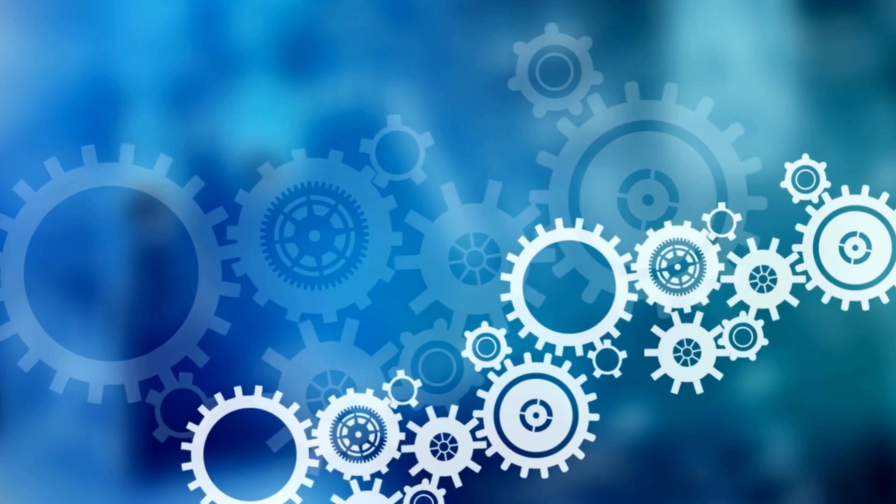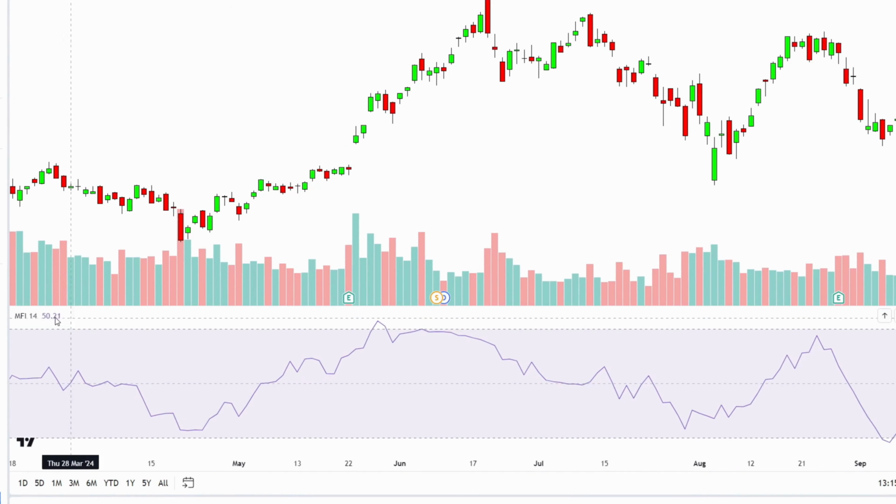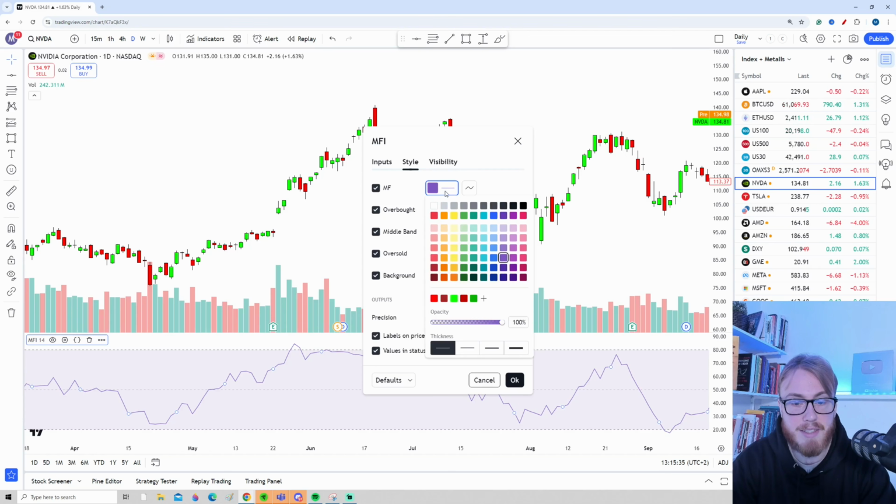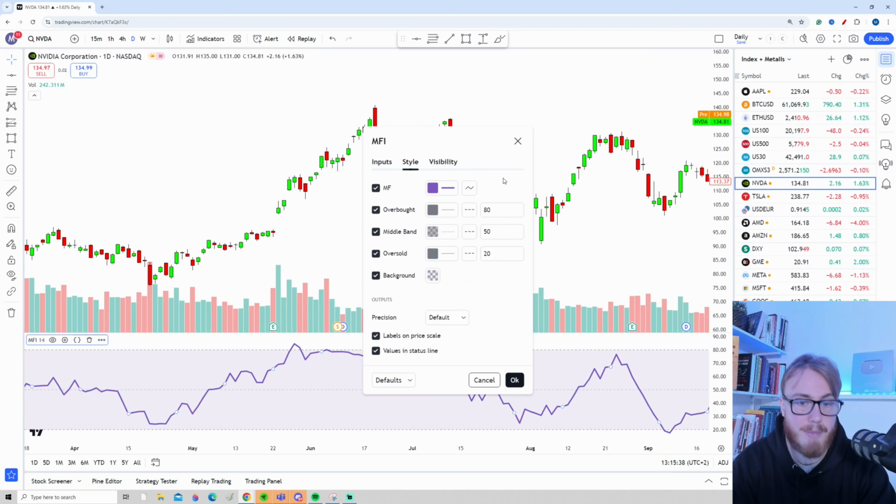But now let's actually change a few settings. So let's go down here to the bottom left corner and let's press on the settings tab right here. The first thing I want to do here is, we are on the styles tab, and I want to make the line a bit thicker, just so you guys can see it more clearly. And the first thing we can notice here is that we actually, just as with, for example, the RSI indicator, have an overbought and oversold area. And the overbought area is actually 80 and above, and the oversold area is 20 and below.